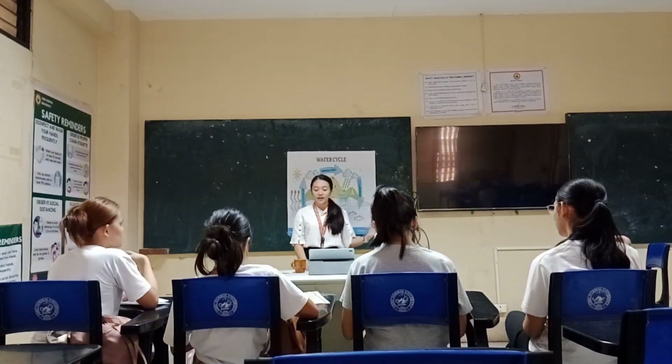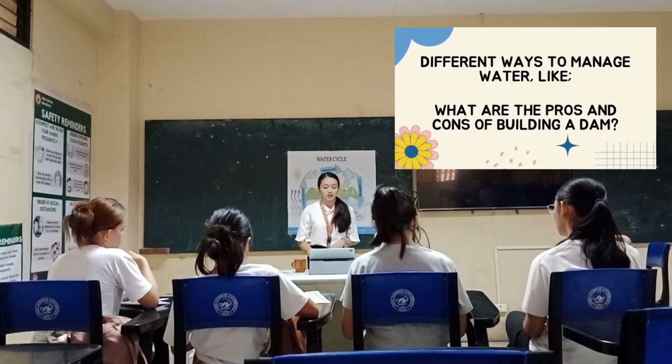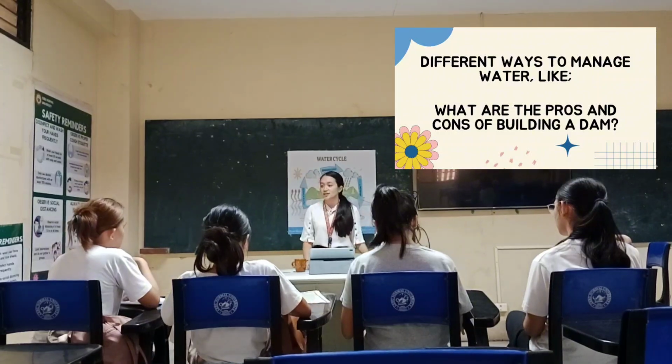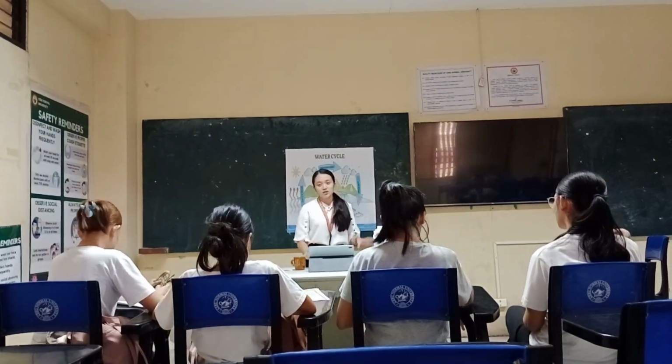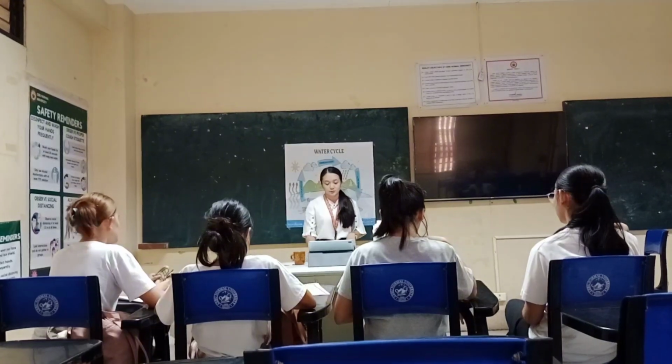Now let's think about ways to manage water. For example, what are the pros and cons of building a dam? The pros are that dams can help make electricity and also stop floods. But they can also harm animals and plants, and sometimes cause less water to be available.